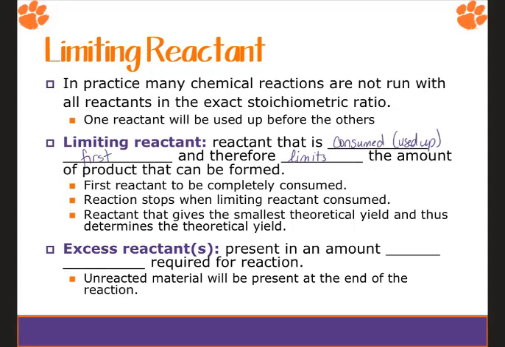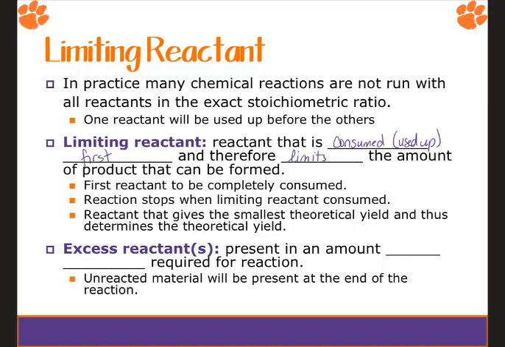So again, this one would be the first reactant to be completely consumed, completely used up, completely reacted. And once that is done, there's no more reaction that can be had because you've lost one of your pieces. So the reaction stops when the limiting reactant is consumed. The reactant that gives the smallest theoretical yield determines the theoretical yield. Again, the one that's used up first is going to dictate how much product can be made.